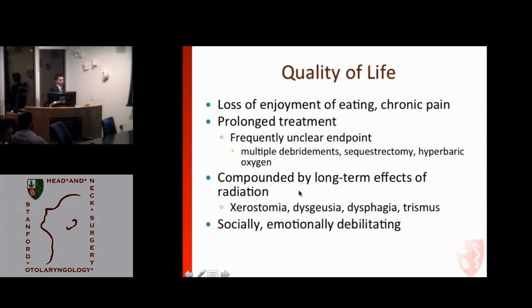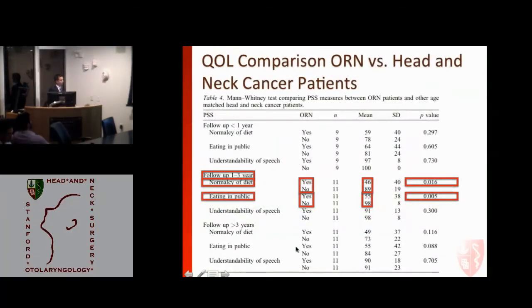So all of this is compounded by the side effects of radiation therapy itself, right? And they're sort of mangled together, the symptoms and side effects, whether they're associated with ORN or with just radiation changes. So xerostomia leads to dental caries, leads to necessity to perform dental extractions, and then that can precipitate ORN. And then a smattering of other really miserable symptoms, trismus, dysphagia. It's just very socially and emotionally debilitating for these patients.